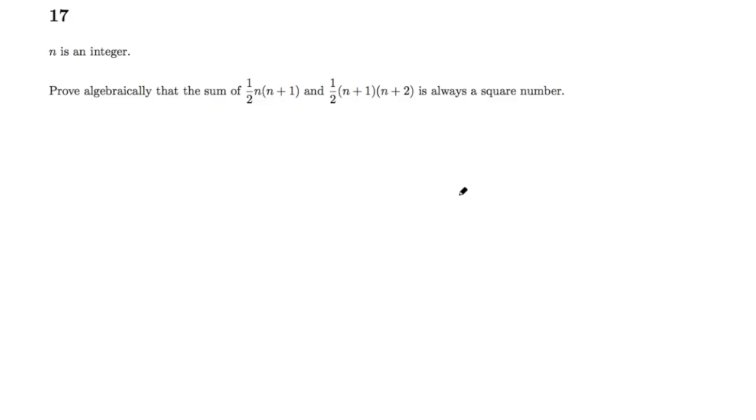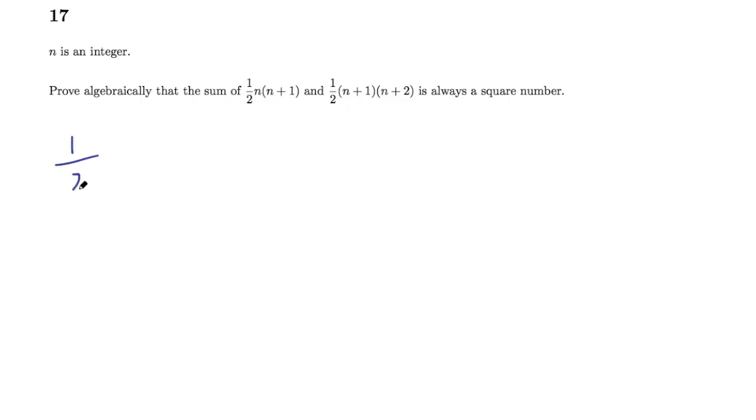Question 17 says, n is an integer, prove algebraically the sum of half n bracket n plus 1 and half n plus 1 bracket n plus 2 is always a square number. Okay, so we can take these two expressions and sum them together, and hopefully once we simplify that we get something that leads to a square number. So let's start off by writing this sum out.